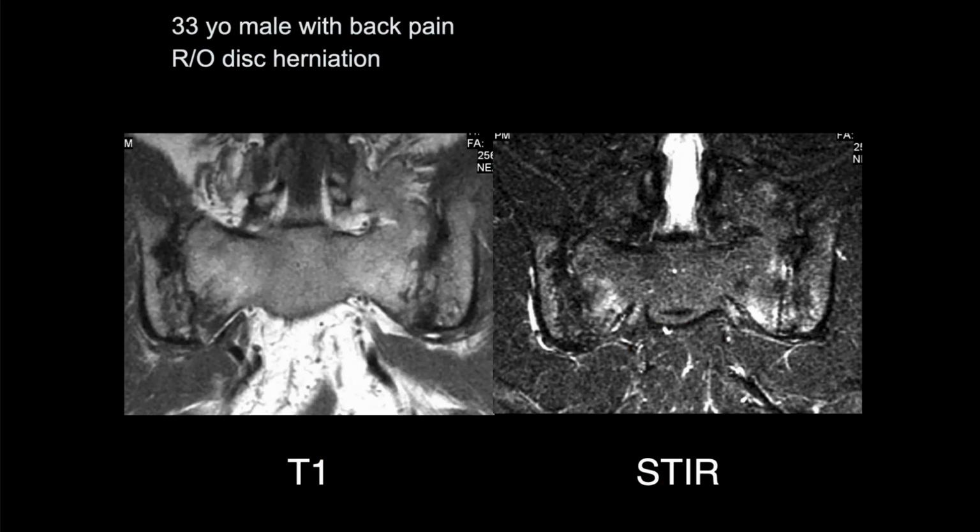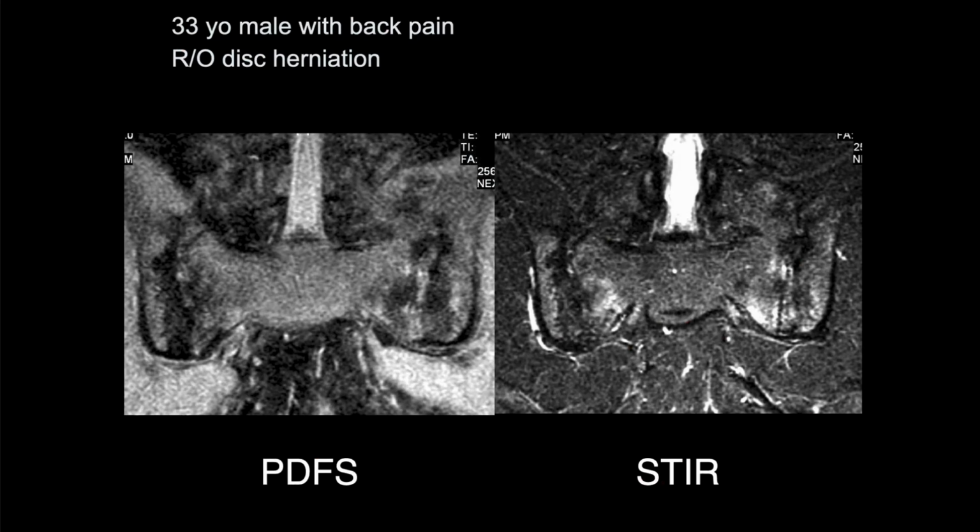All right, 33-year-old male with back pain, rule out disc herniation. Looks like we have pretty advanced bilateral sacroiliitis with a lot of erosive changes bilaterally. Yeah, and a lot of osteitis still involving the sacrum. Here it just shows the STIR and the PD fat sat. And in general, I think the STIR is a little bit more sensitive for these.